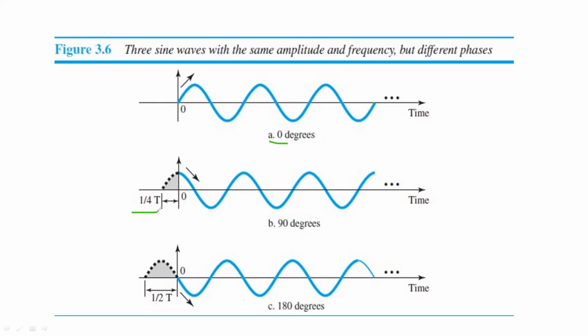Here we have a 90 degree because it takes 1/4 of a particular period. So here we have half of the time period. So it is a 180 degree phase. So let's move on with some more aspects of analog as well as the digital signals.